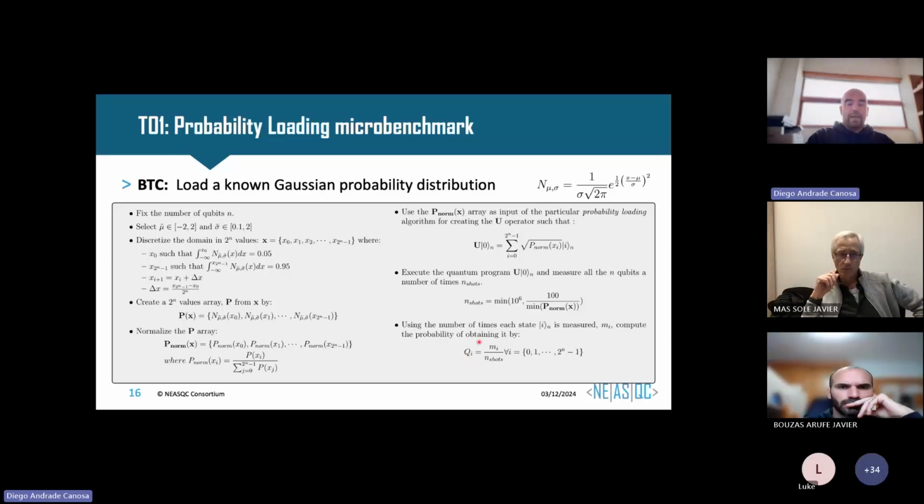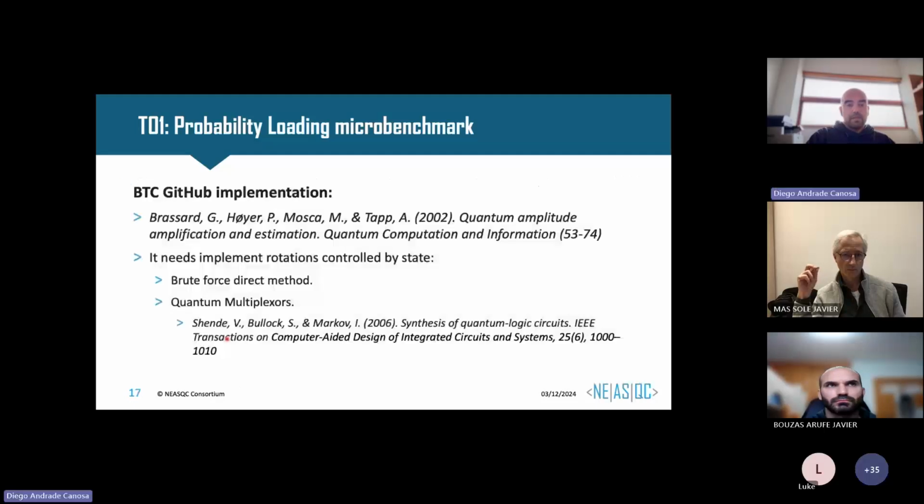Ideally, if the method is perfect, the array of probabilities Q will be equal to the array of probabilities P that we use as an input. So our idea is that the better the quantum platform works, the more similar the Q array of measured probabilities is going to be to the P array of initial input probabilities.